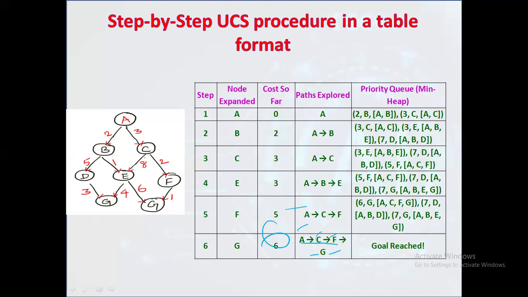So this table effectively illustrates how UCS, that is uniform cost search, expands nodes based on cost priority, ensuring that the first time a goal node is reached, it is through the least cost path. And finally, we write in the table, the goal node is reached.